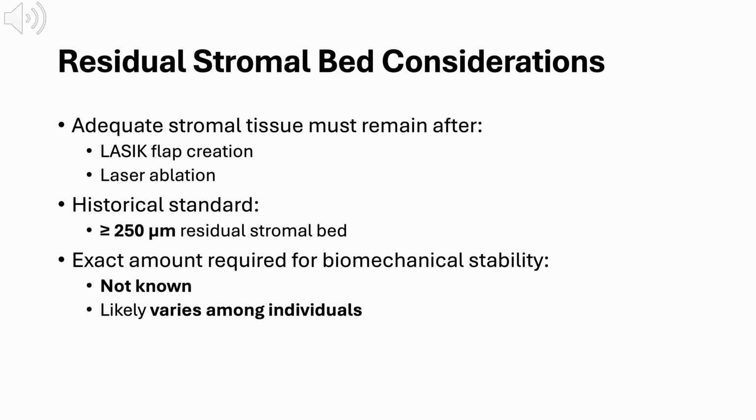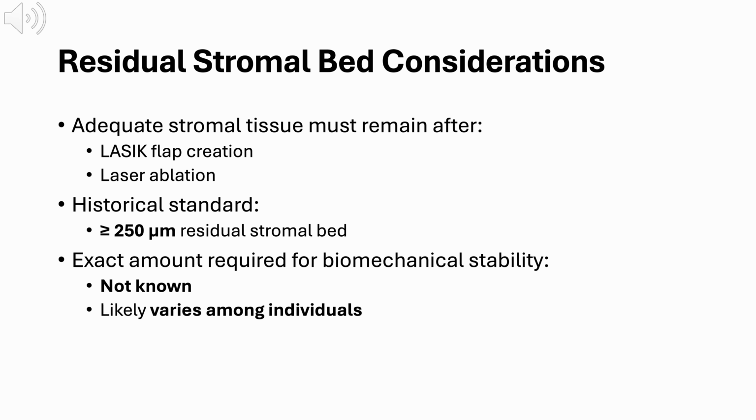Once we talk about how much tissue we remove, the next question is how much tissue we must leave behind. After LASIK, stromal tissue is reduced in 2 steps, first by flap creation and then by excimer laser ablation. What remains is the residual stromal bed, and this is critical for long-term biomechanical stability. Historically, surgeons have used 250 microns as a safety threshold for the minimum residual stromal bed. This number is not absolute. It's a guideline rather than a biologic truth.